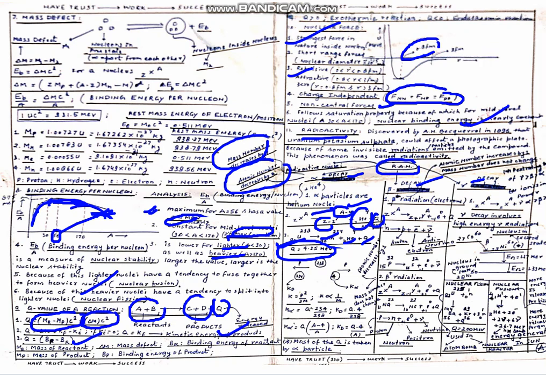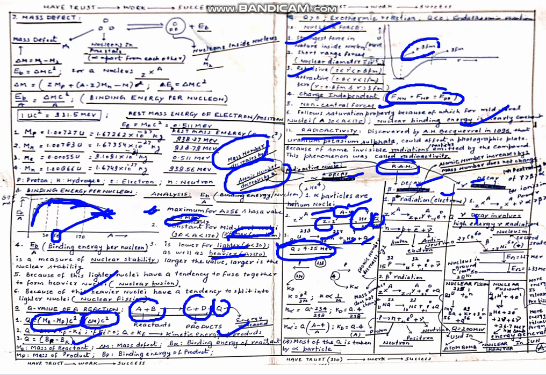Next is beta decay. It is of two types, beta plus and beta minus. Beta minus are electrons and beta plus are positrons. During beta minus decay, the atomic number increases by 1 while the mass number remains the same, and the concept here is that a neutron gets converted to a proton plus an electron plus an antineutrino.